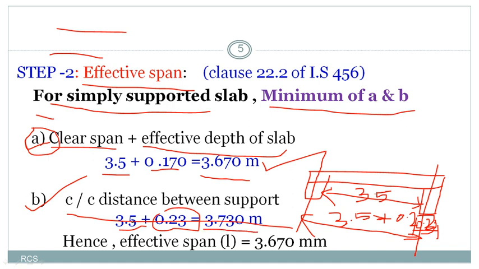To consider the effective span for the simply supported one-way slab, the minimum of these two criteria A and B will be taken. A is 3.67 and B is 3.73, so the minimum is 3.67 meters. Hence the effective span for the simply supported slab, L, is 3.67 meters, which is equal to 3670 mm. So like that we can calculate the effective span.